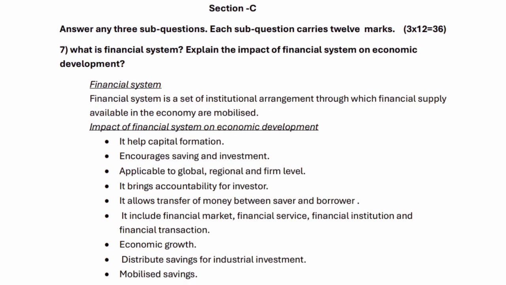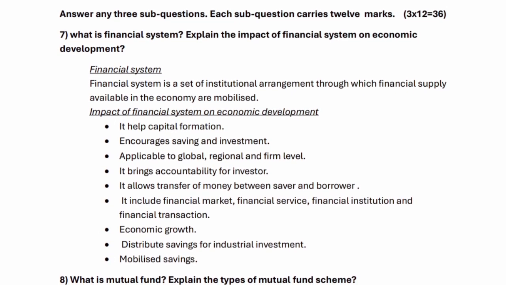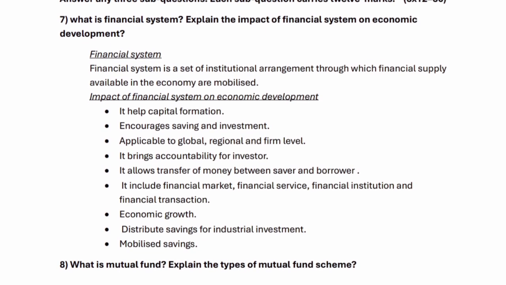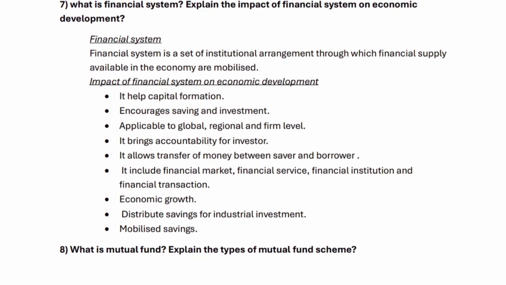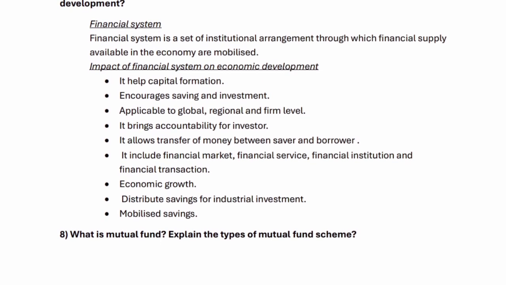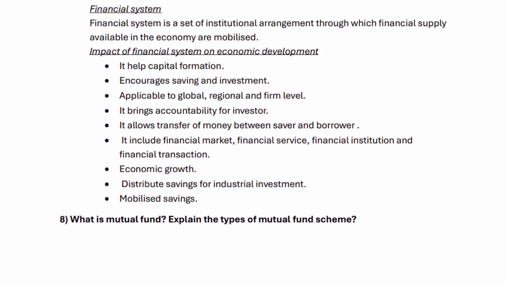It brings accountability for investors. It allows transfer of money between saver and borrower. It includes financial market, financial service, financial institution and financial transaction. Economic growth. Distribute savings for industrial investment. Mobilize savings. 8. What is mutual fund? Explain the types of mutual fund scheme.